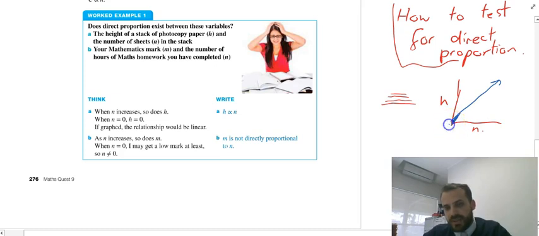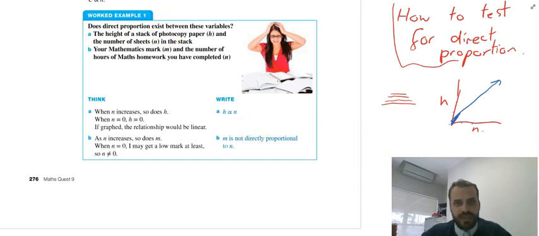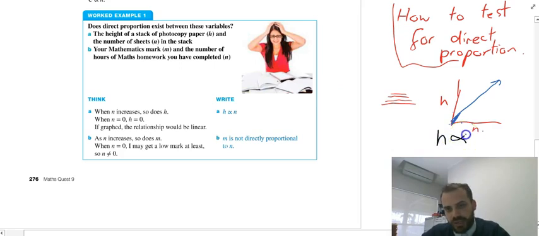You can see that as I increase the number of pieces of paper, the height is going to increase by an amount, and it's going to be that same amount each time. That seems pretty straightforward. Let's look at the second one. I'll finish this off by saying, and this is the exciting bit, h is directly proportional to n.